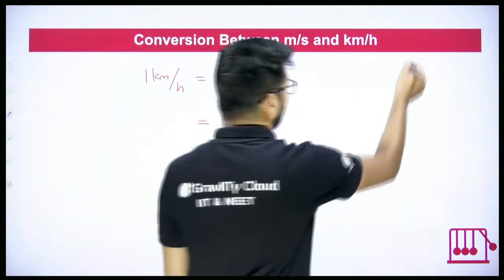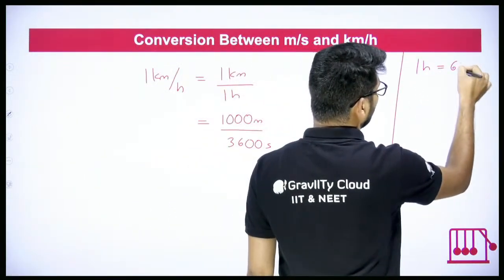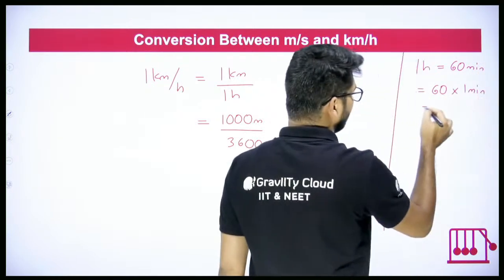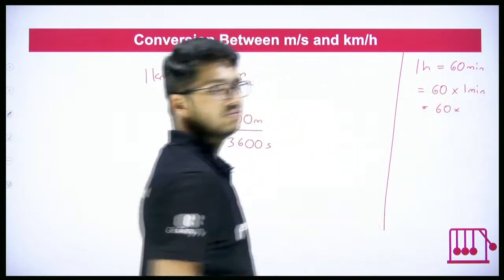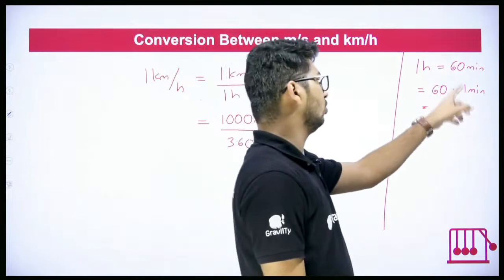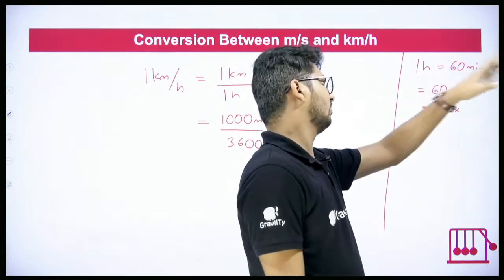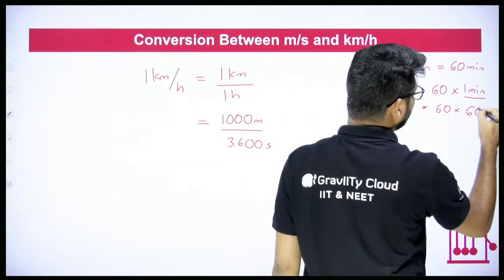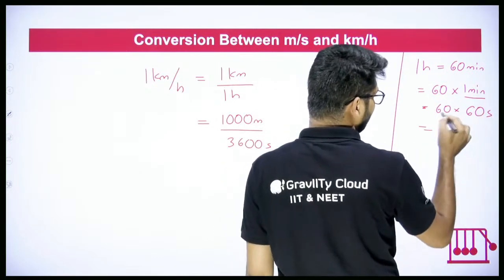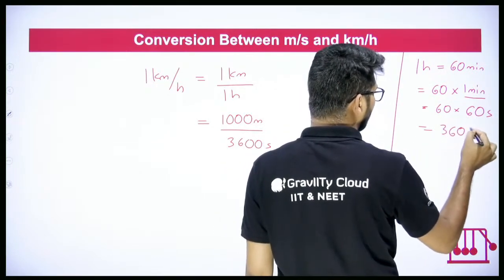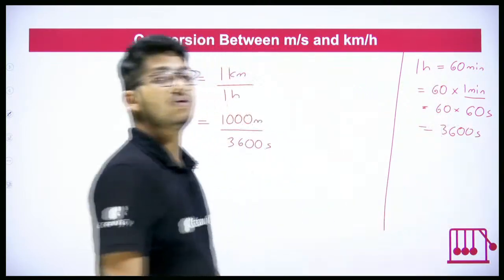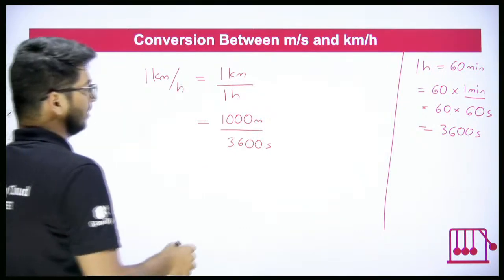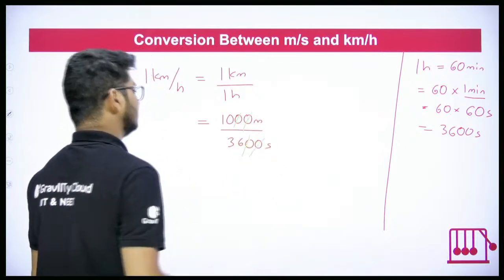Now you might already know about this. 1 hour is equal to 60 minutes. Now I can write this as 60 into 1 minute. What is 1 minute equal to? And before that, look at this. 60 into 1 is 60. So that's why 60 minutes can be written as 60 into 1 minute. But we know that 1 minute is equal to 60 seconds. So 60 into 60, 6 into 6, 36, 2 zeros. So 1 hour is equal to 3600 seconds. So if I do the calculation, 2 zeros cancel.